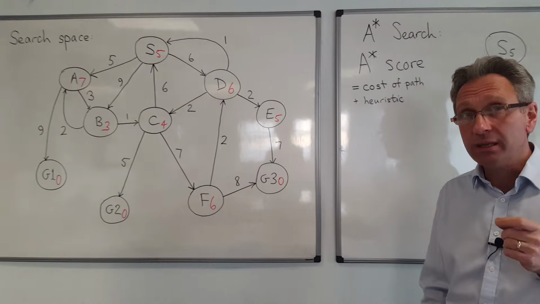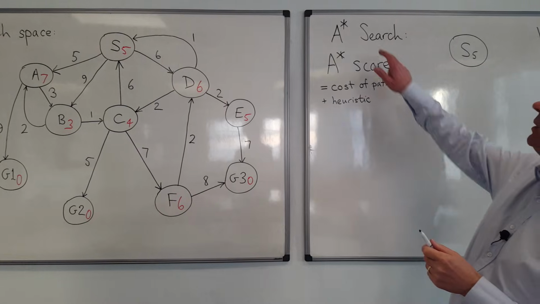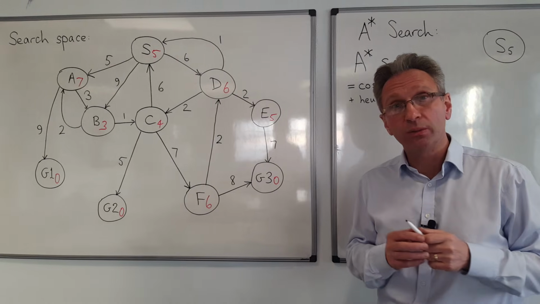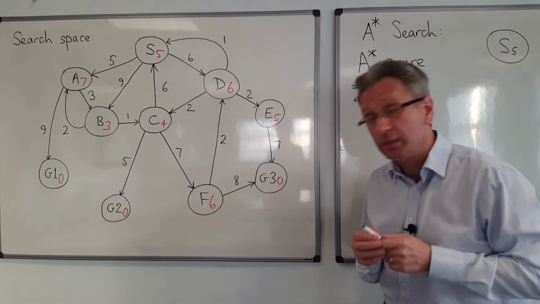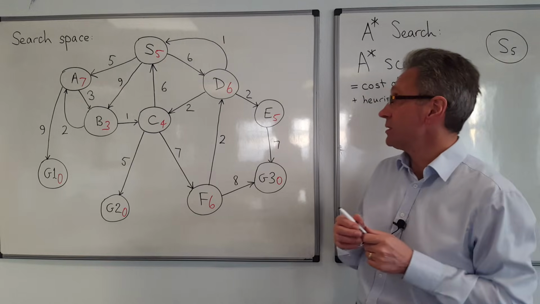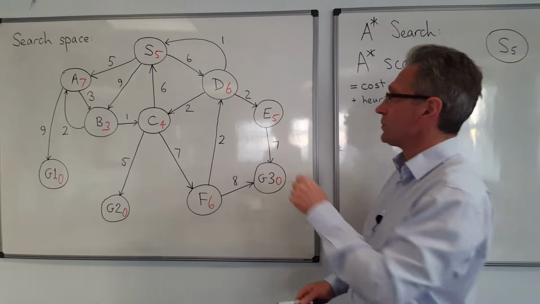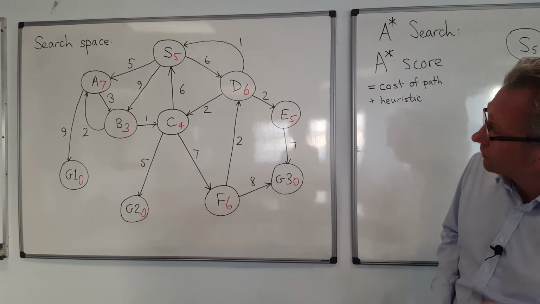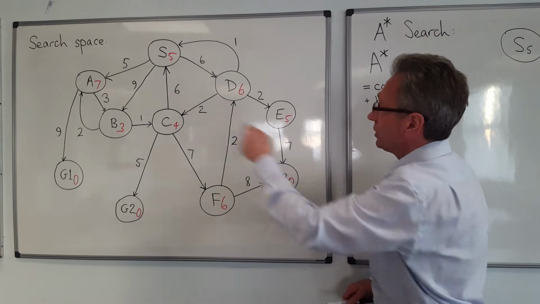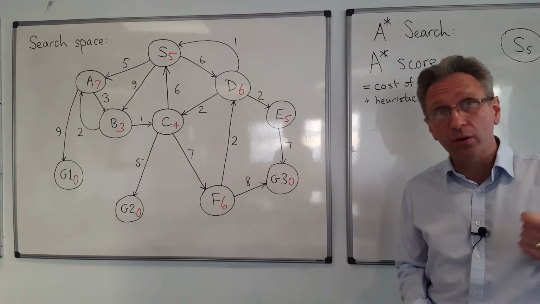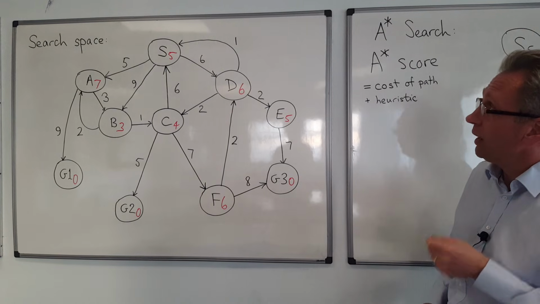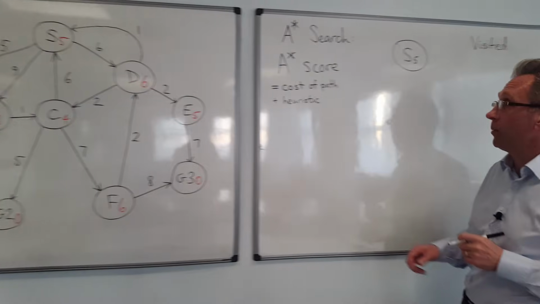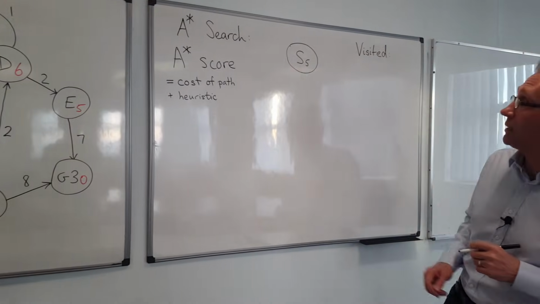In order for the A* search algorithm to return the shortest path, you must use a heuristic that never overestimates the cost. So either it underestimates or it gets it entirely correct. So here I've got heuristic values that are never overestimating the cost, and therefore what that means is that A* is going to return the optimal path for us. Let's see how this works.